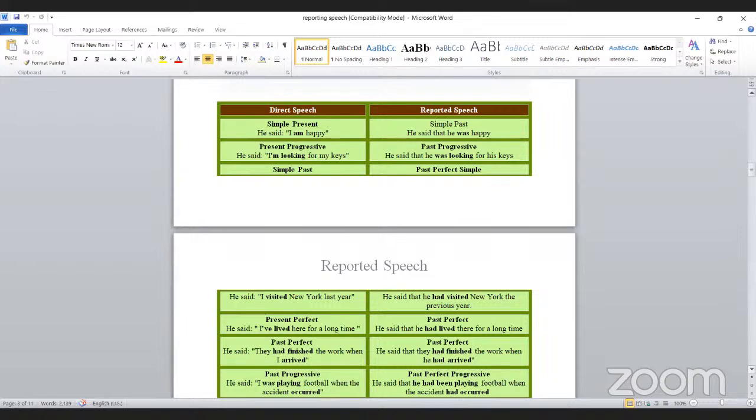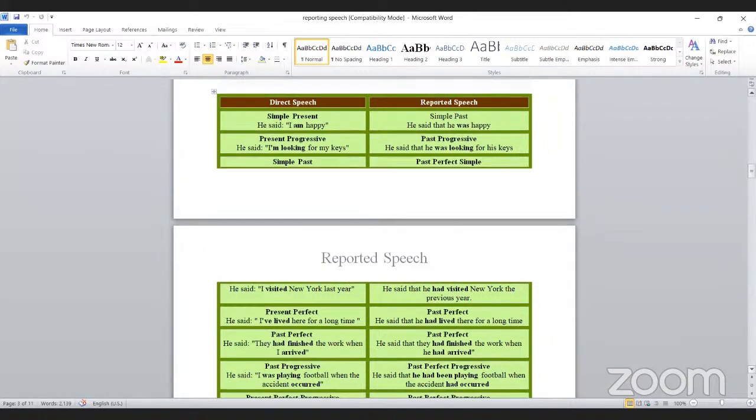If it's in past perfect, he said they had finished the work when I arrived. The tense is not going to change, but we need to change the pronouns. He said that they had finished the work when he arrived. Because the sentence starts with he, the word I should turn to he. That's what you need to remember.